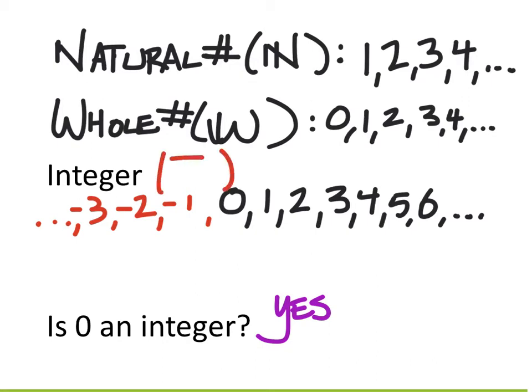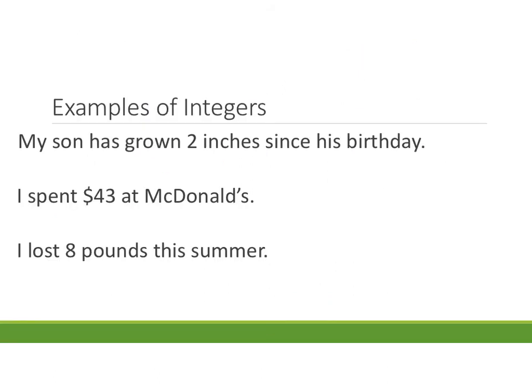And it by itself, and this shouldn't be a surprise, of course, is a fancy I. Like this. Here are 3 examples for us. The first one, my son has grown 2 inches since his birthday. I spent $23 at McDonald's. I lost 8 pounds this summer. So what you guys should do on these is see if you can find an integer that accurately represents all 3 of these situations. Take 1 minute with your neighbor and talk about these.